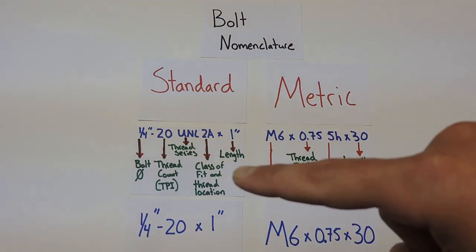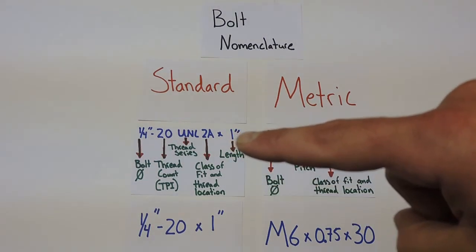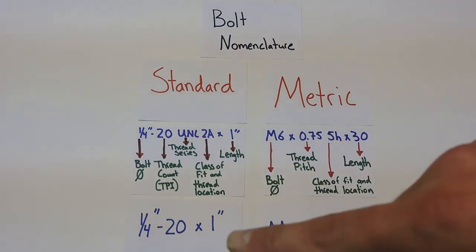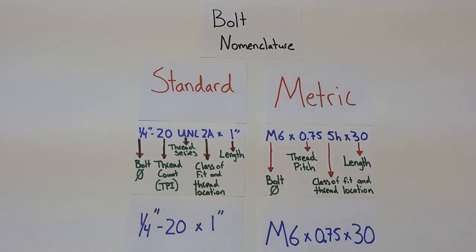Typically, you won't see a bolt written out in this formal fashion. You'll see it in this shorthand, written 1/4 inch -20 by 1 inch. That means that this bolt is a 1/4 20 and the length of it is 1 inch. Over here on the right hand side we have the metric system.